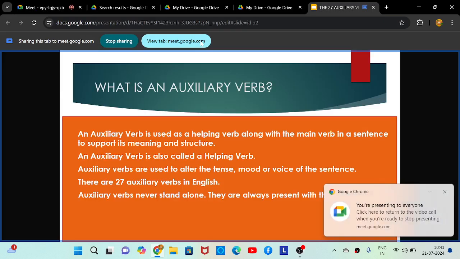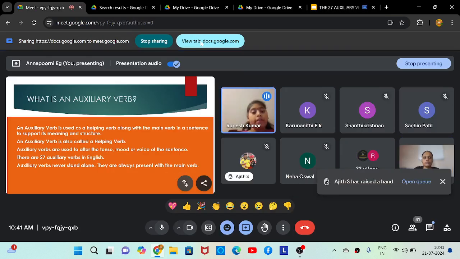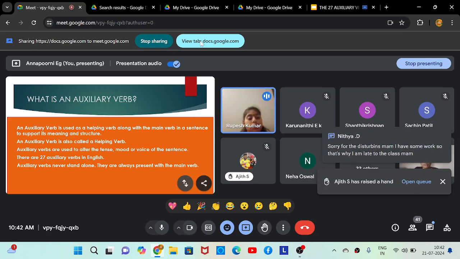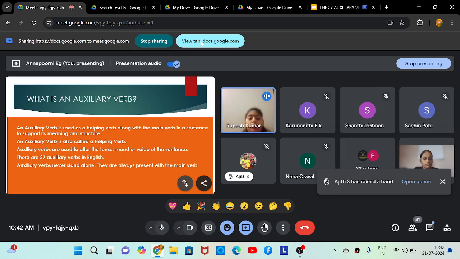An auxiliary verb is used as a helping verb along with the main verb in a sentence to support its meaning and structure. An auxiliary verb is also called a helping verb. Auxiliary verbs are used to alter the tense, mood, or voice of the sentence. There are 27 auxiliary verbs in English. Auxiliary verbs never stand alone, they are always present with the main verb.